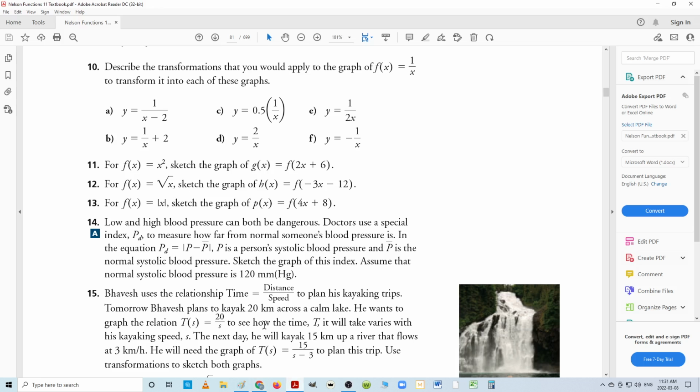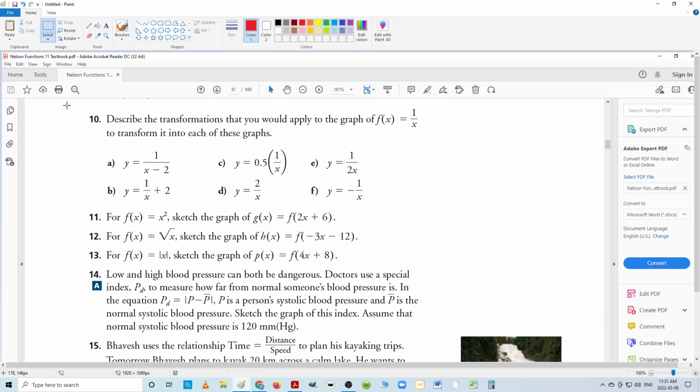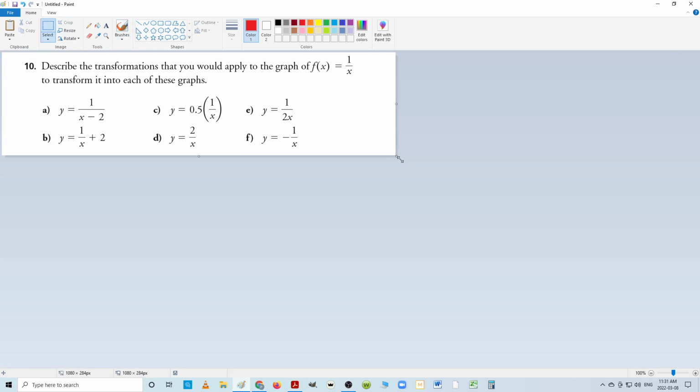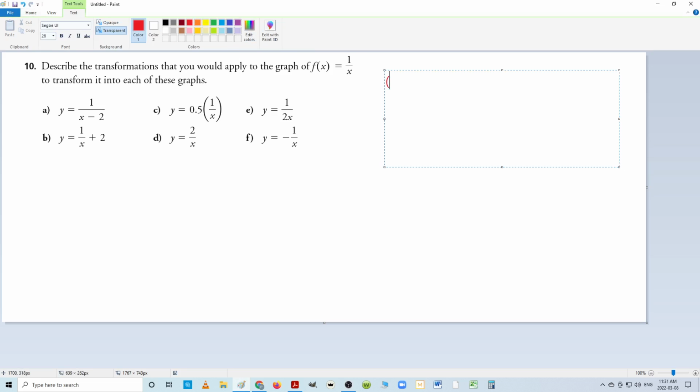So let's look at number 10. Here we go. So we're just going to describe the transformations, and I'll also say what you would do to the points. So we know the main points, as I said, are 1 comma 1 on the parent function, and it's always good to know the parent function points. But if you don't, do your formula, make yourself a T-table with x's and y's, punch in a value of x that's easy to do, determine the y.